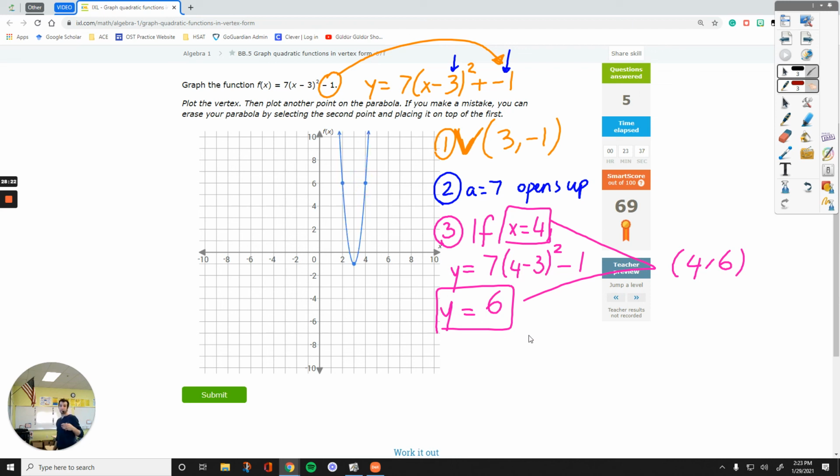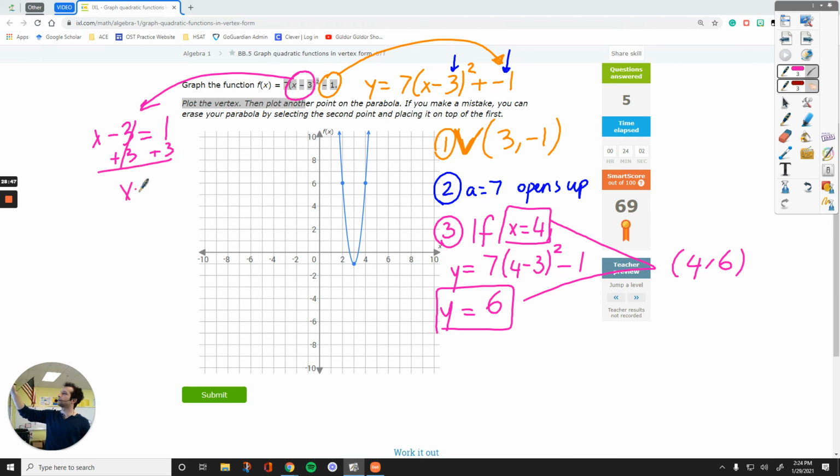But then again, I don't want to deal with those. Personally, I would try to see the number that'll make the parentheses equal to 1. Like what number will make x minus 3 equal 1? So that number is 4 for this case. If you don't see it easily, this is what you would do. Set it up equal to 1 and solve it. Plus 3, x equals 4. And then you would plug in that number, find the corresponding y, and then graph it.